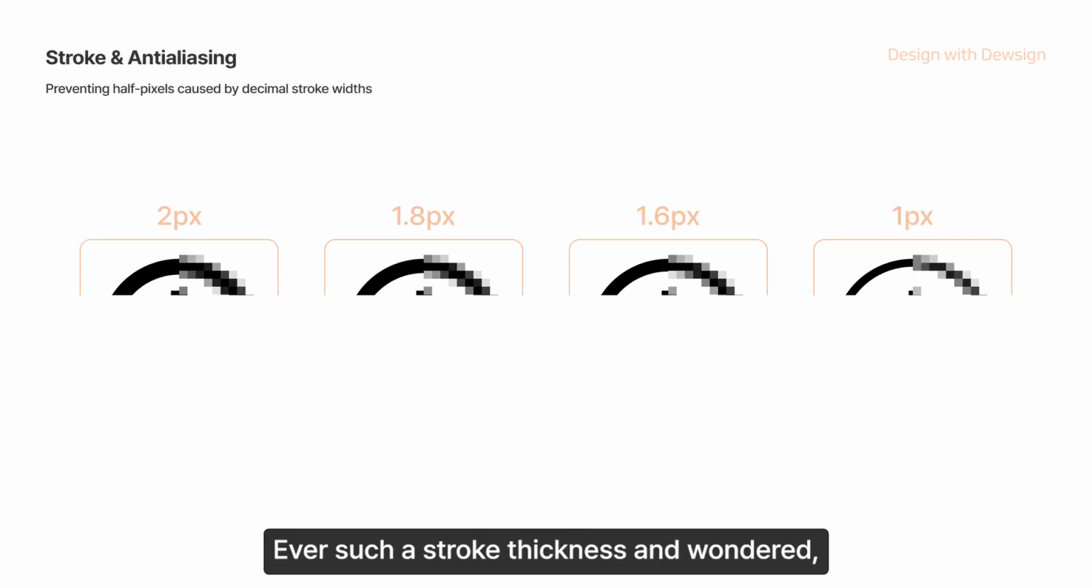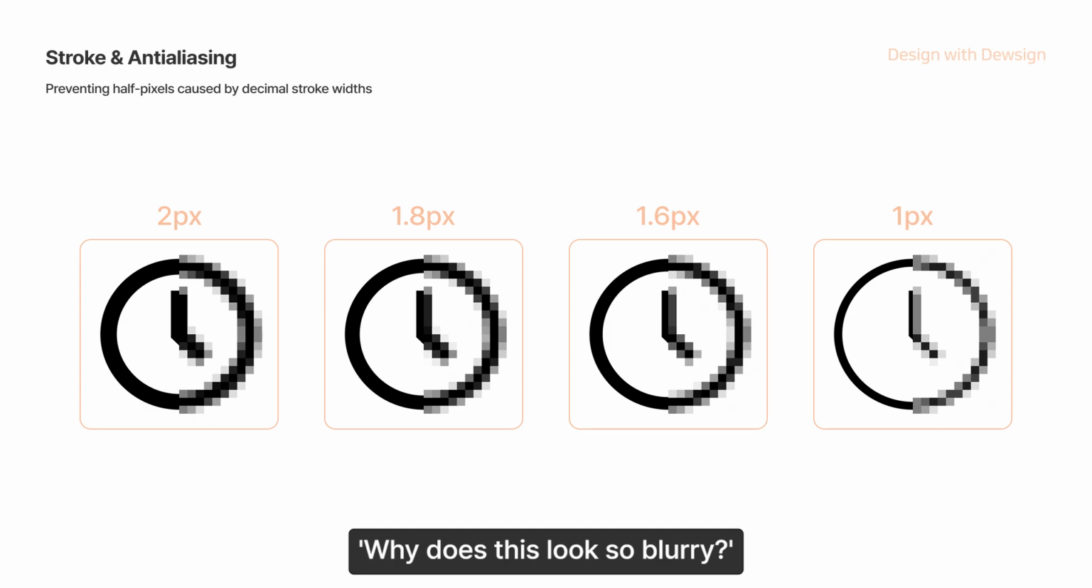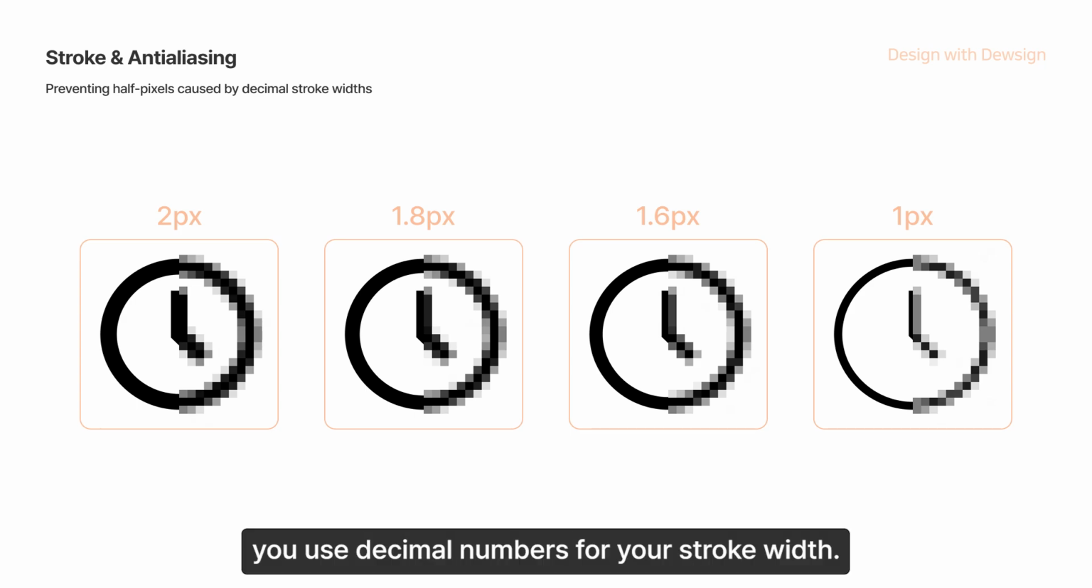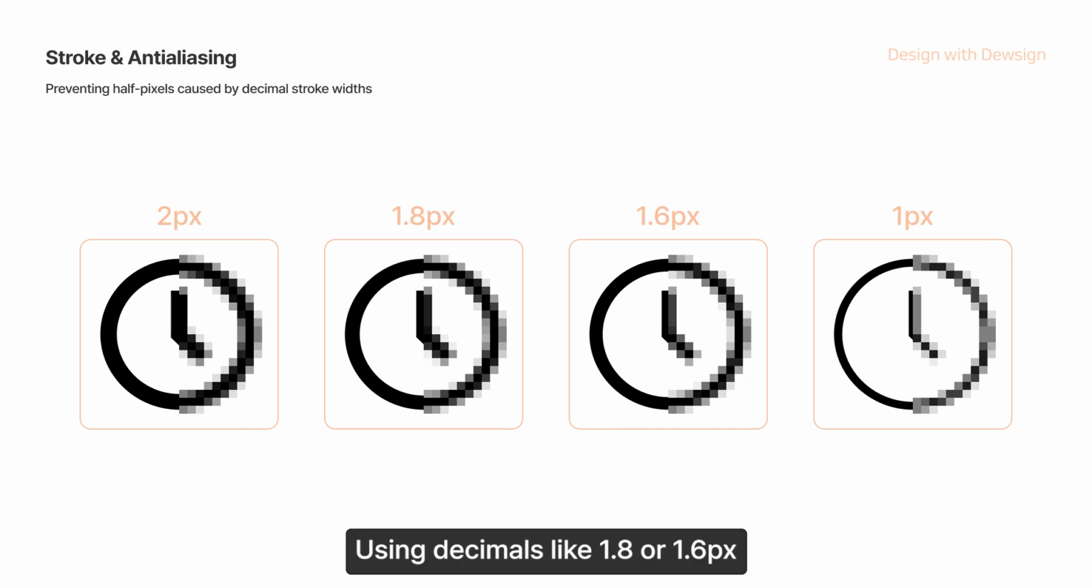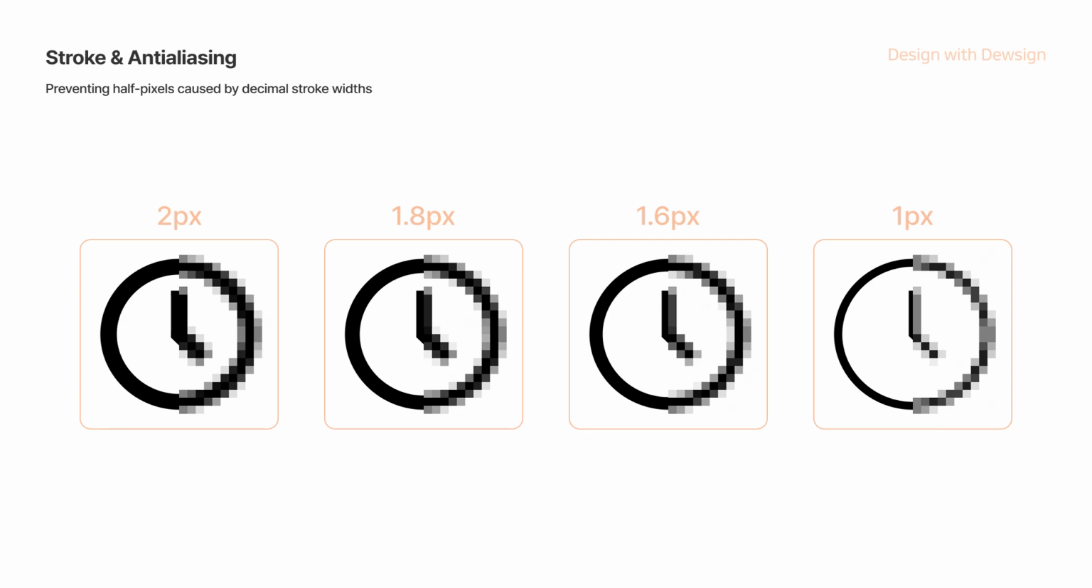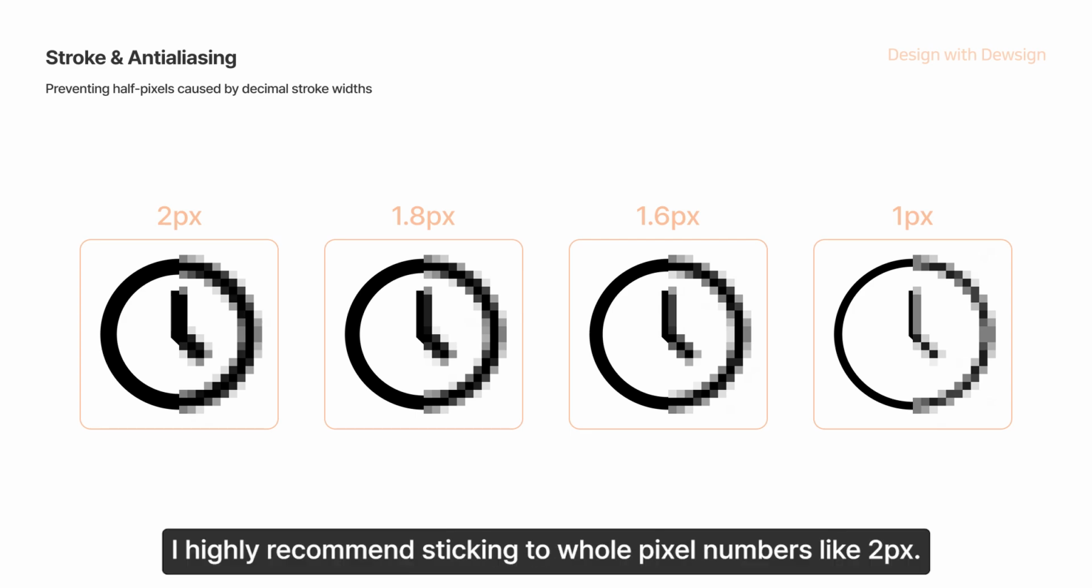Ever set your stroke thickness and wondered, why does this look so blurry? It's very likely because you use decimal numbers for your stroke width. Using decimals like 1.8 or 1.6 pixels places lines right on pixel boundaries, creating a half-pixel blur effect. For crisp visuals, I highly recommend sticking to whole pixel numbers, like 2 pixels.